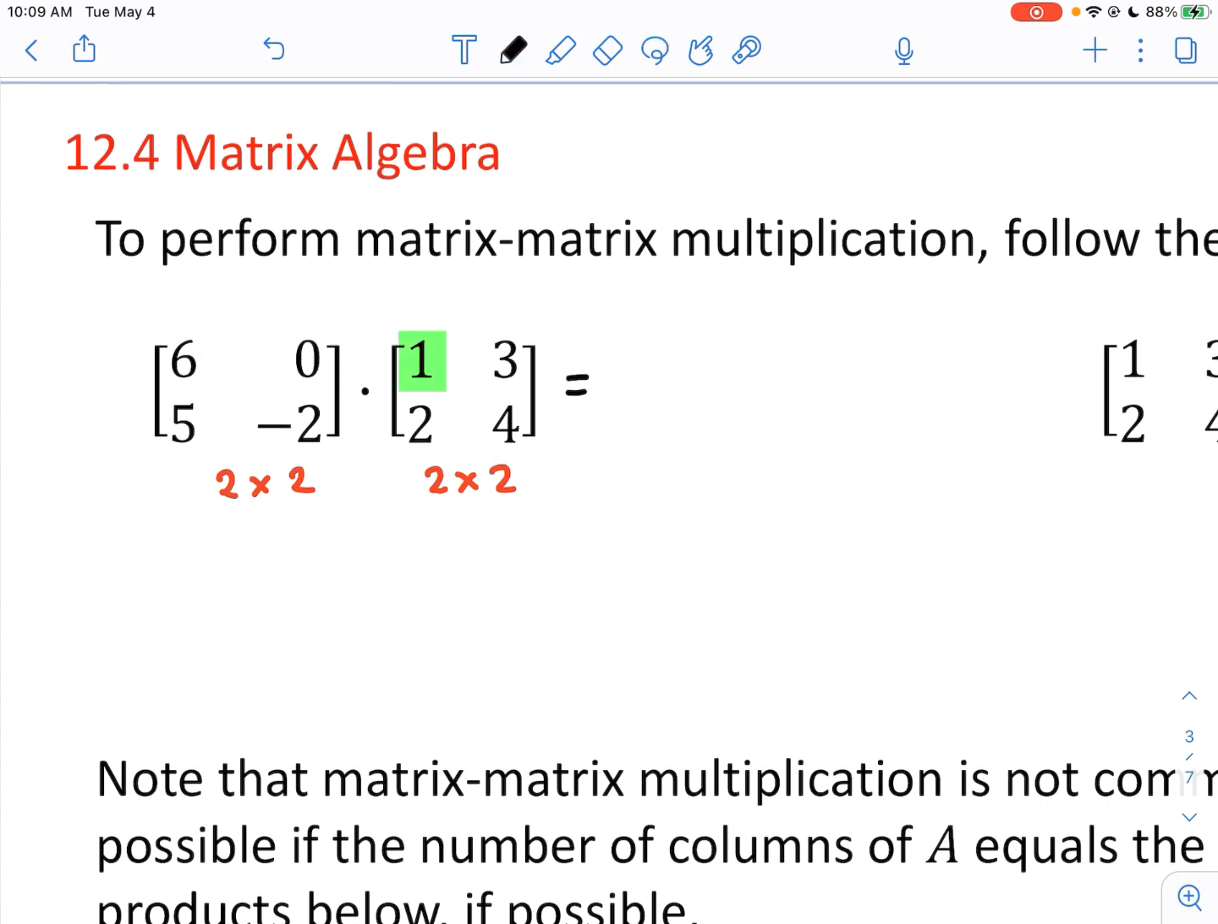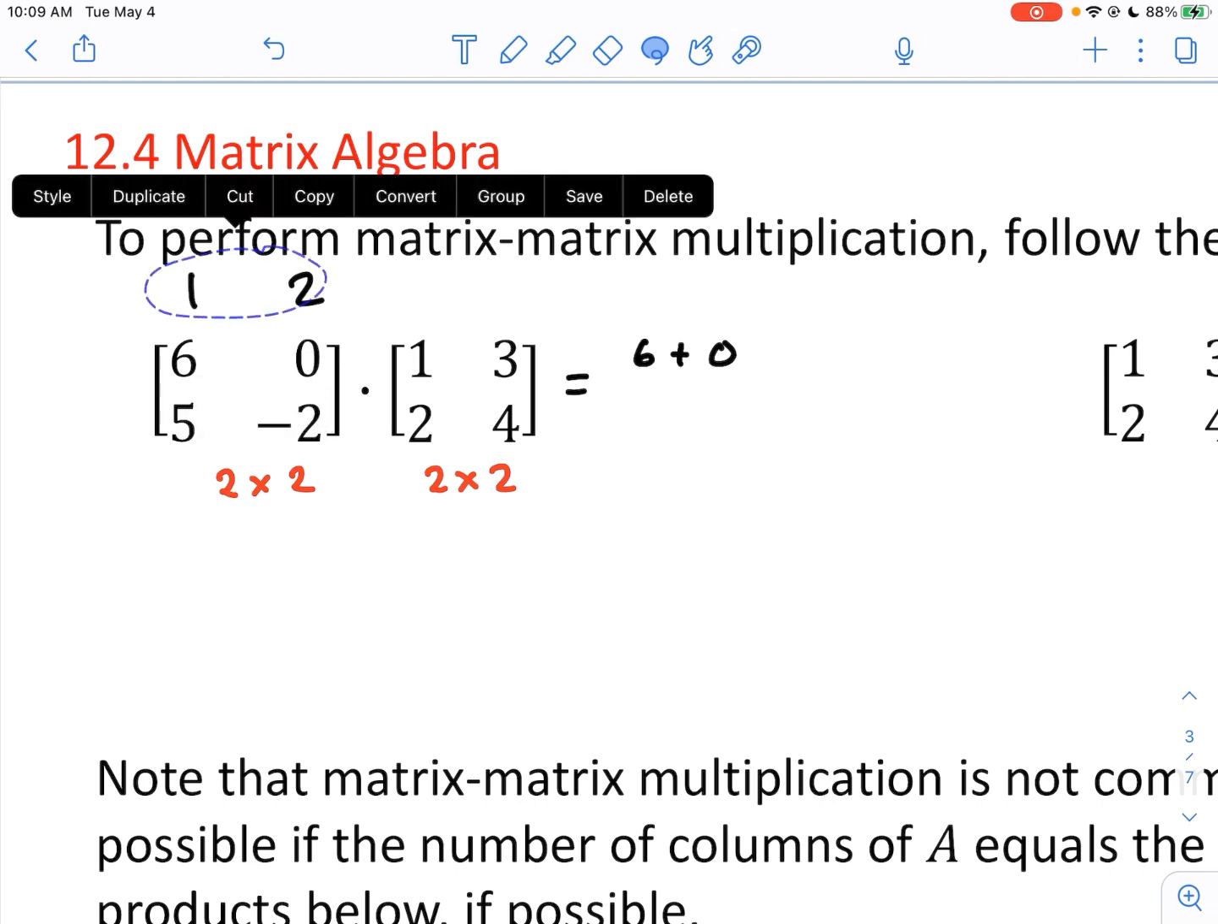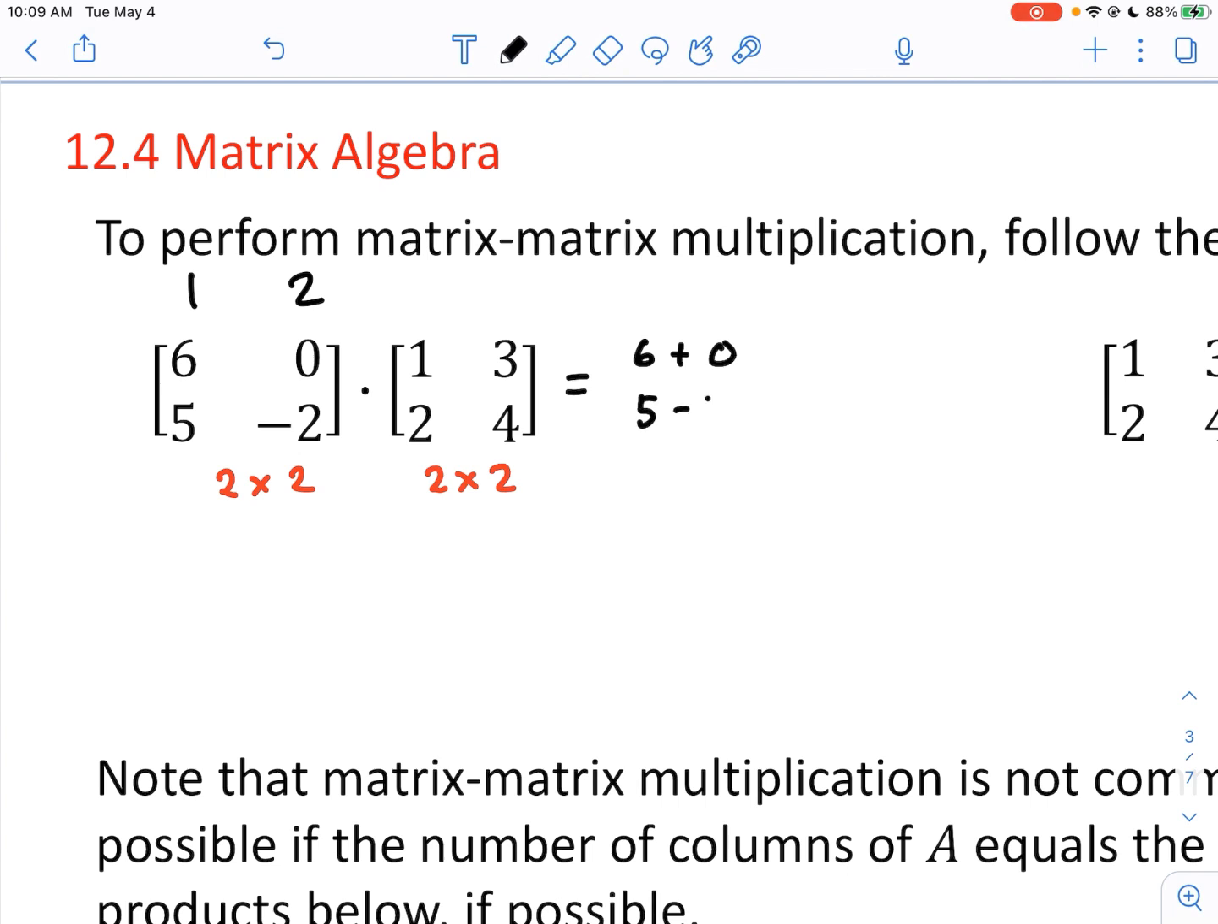The 1 drops on the 6, and multiplying you get 6, and then to that we add, and the 2 dropped on the 0, multiplied and got 0. And so that was the 1, 2, which was the first column of the matrix on the right. Then you do that down here to create the next entry in the first column of our product. So we do 1 times 5 is 5, and then 2 times negative 2 is negative 4. So we're going to do 5 plus negative 4, or in other words, 5 minus 4 as the next entry. And this is how we create the first column of the result. So I use the first column of the matrix on the right to generate the first column of the product.